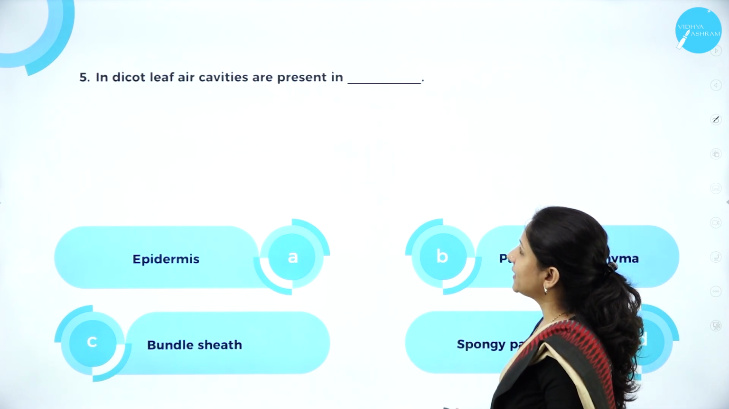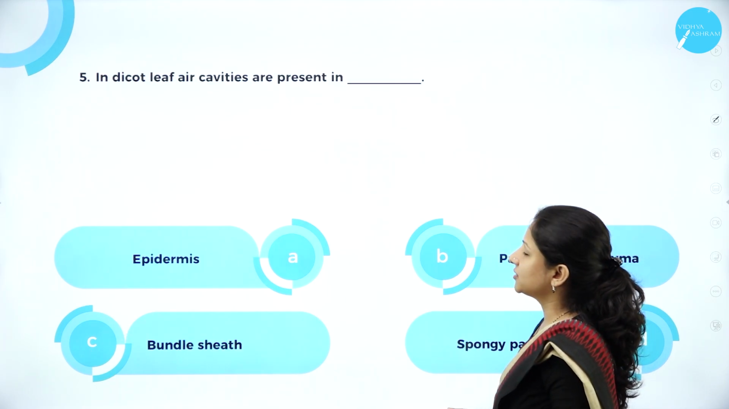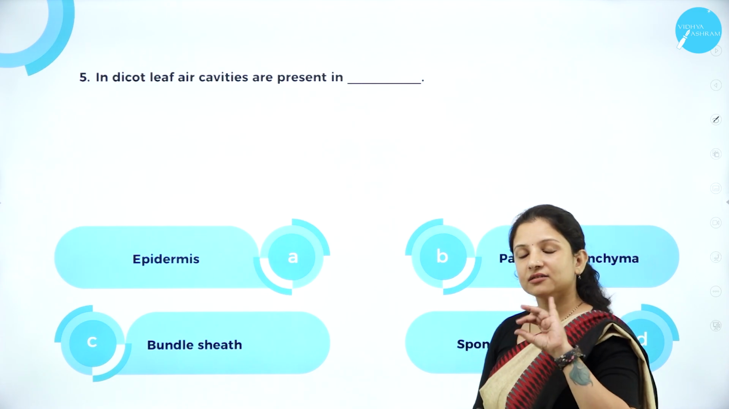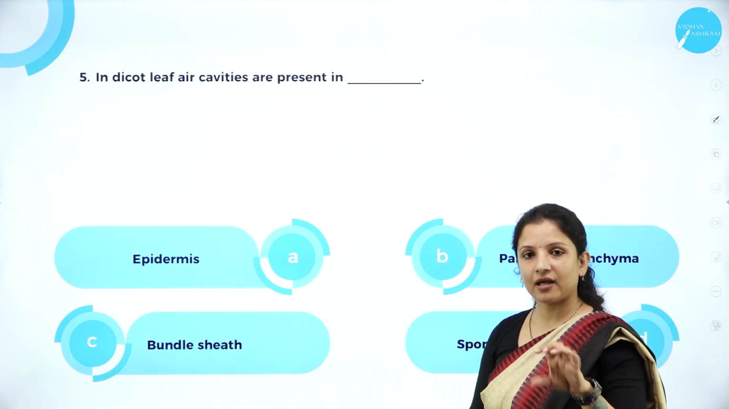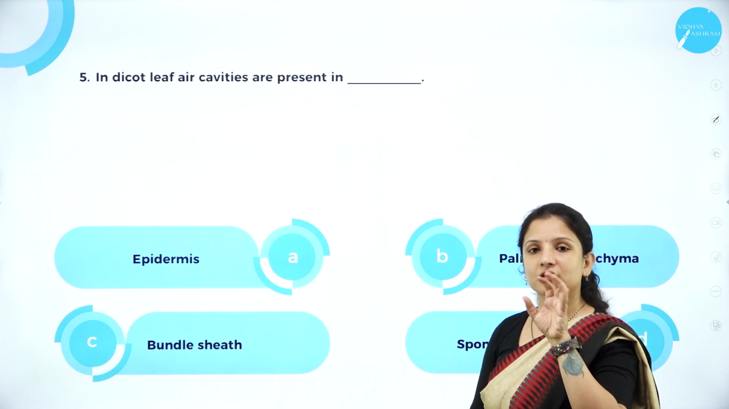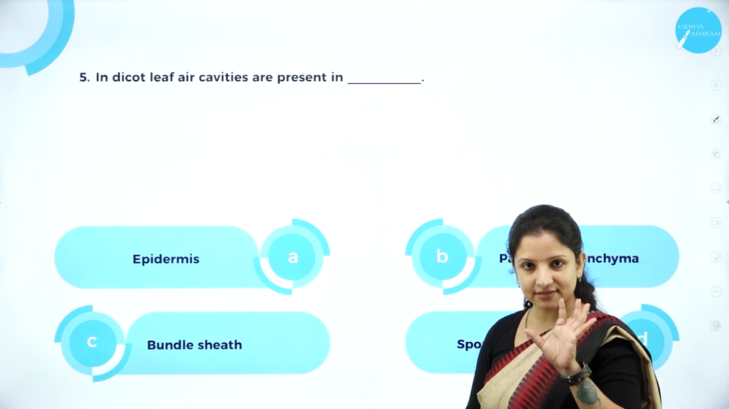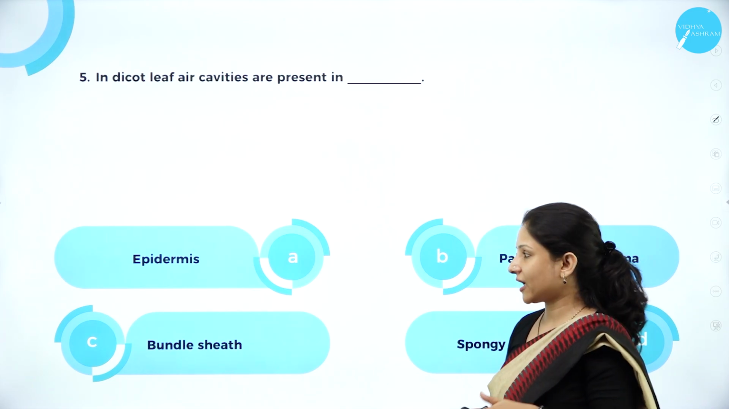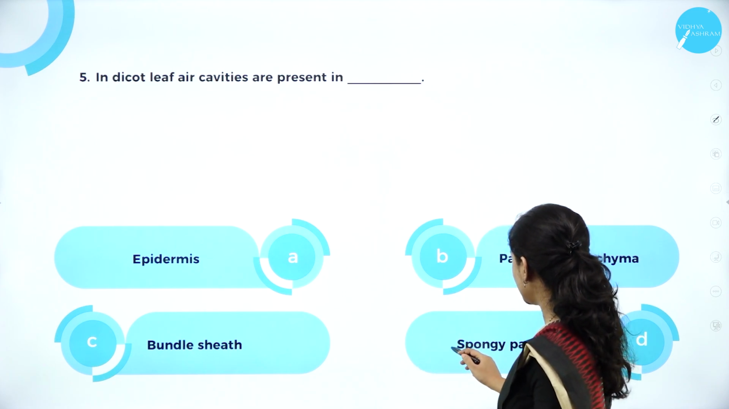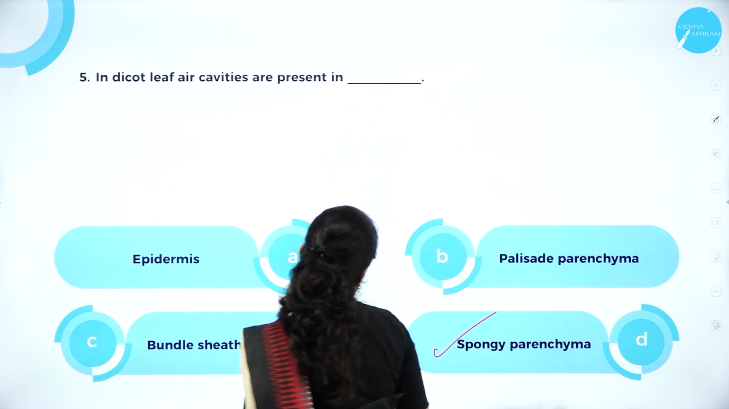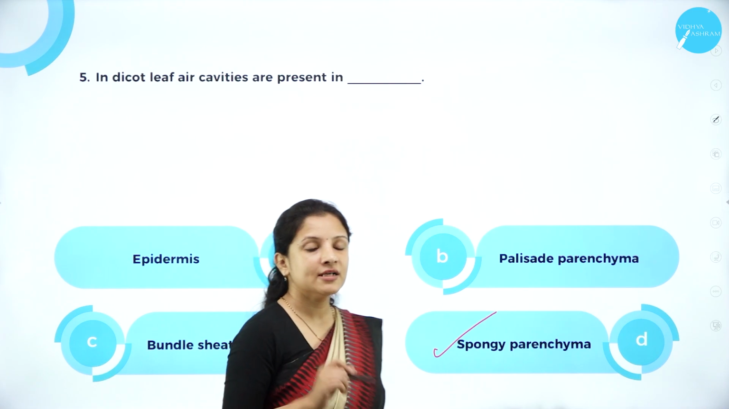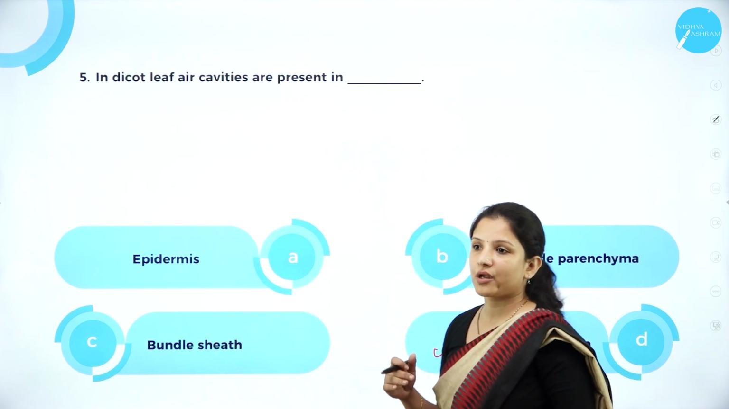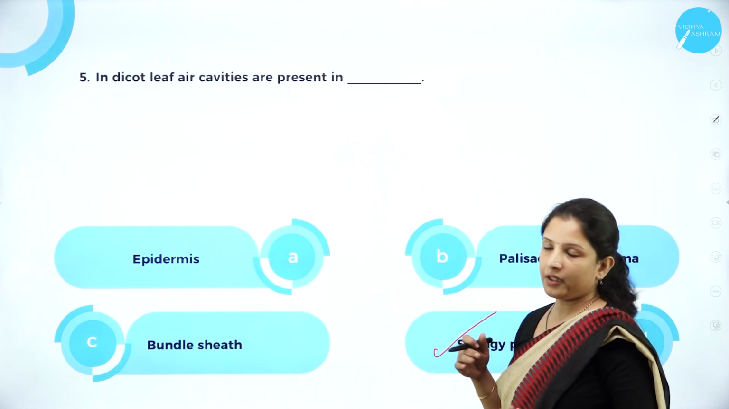Next one, in dicot leaf, air cavities are present in. So we had learned, right, that is the spongy parenchyma that are there. They are distributed with a lot of intercellular spaces, which results in the formation of air cavity. So therefore it is present in spongy parenchyma. The option D is the right answer here. Spongy parenchyma that is situated towards the lower epidermis.